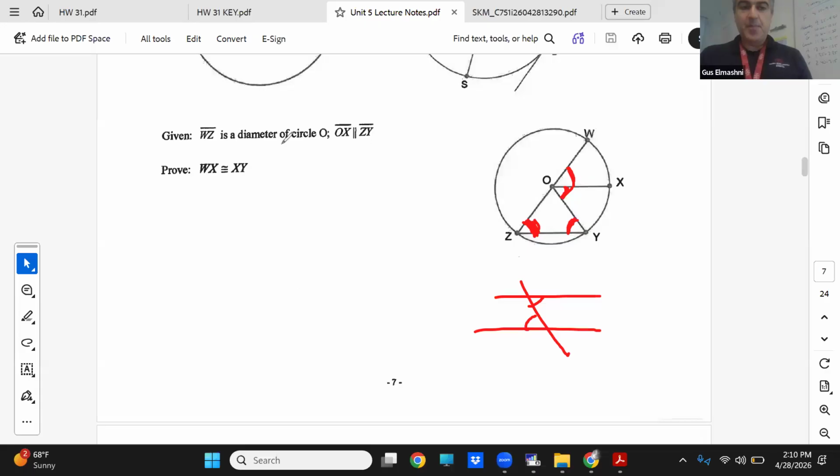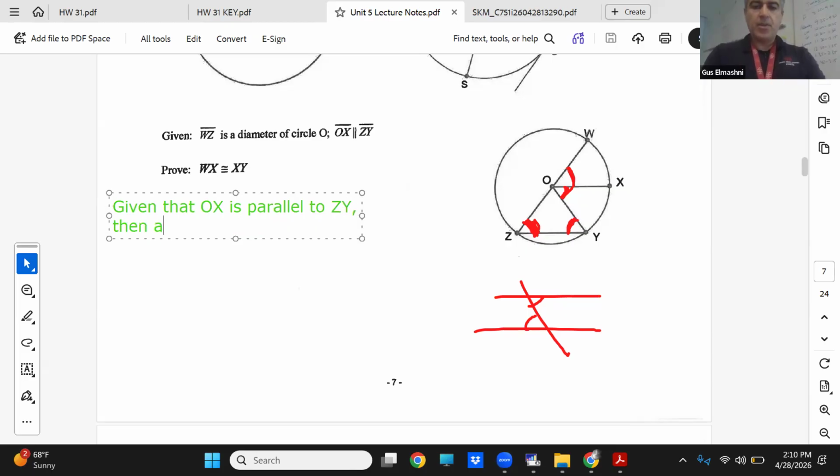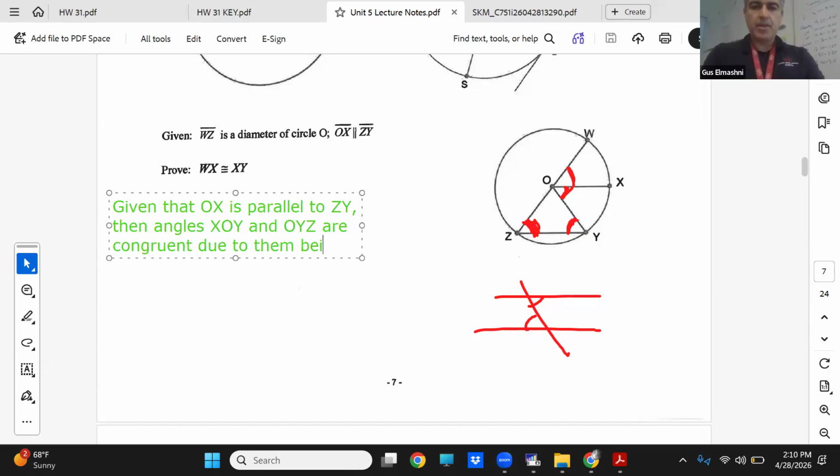Okay, let me write this out now. Now that I understand it, I can write it out for you guys. So here's the deal. Given that OX is parallel to ZY, then angles XOY and OYZ are congruent due to them being alternate interior angles.